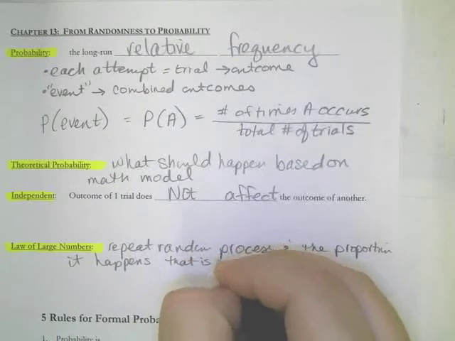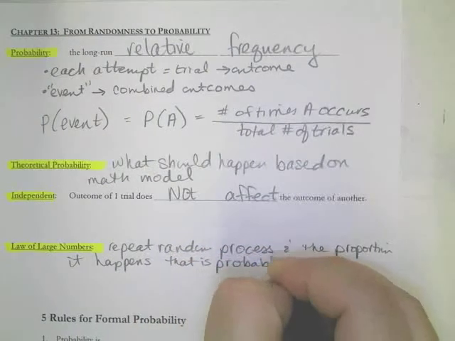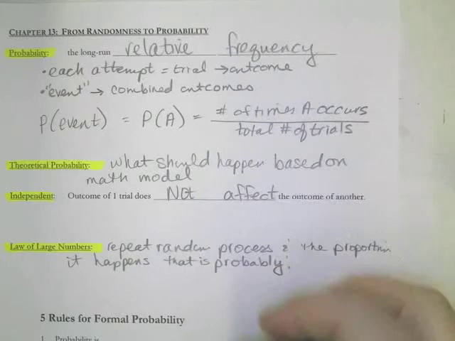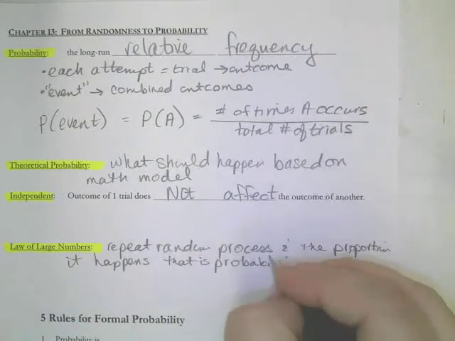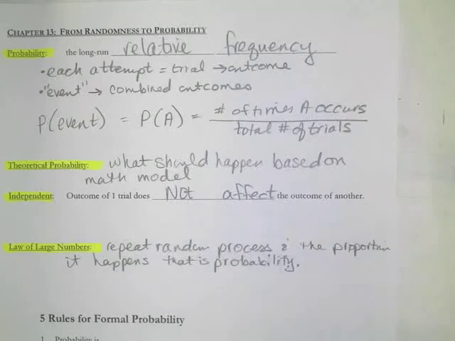So if I ask you to flip a coin 3 times, then obviously it can't be even. So how about 8 times? If I ask you to flip a coin 8 times, you may get 5 heads and 3 tails. But if I ask you to do 1,000 times, it's going to be closer to 50%.